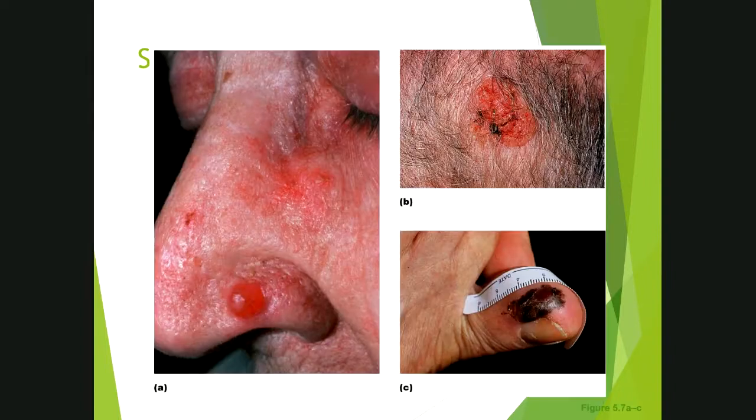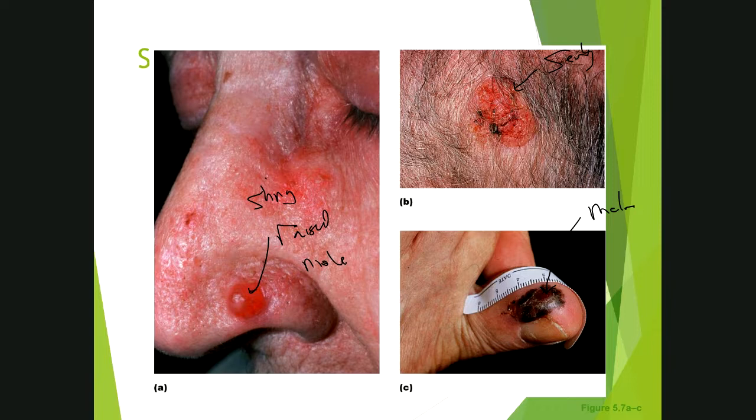So basal cells look shiny. They're usually raised. Some people mistake them for a mole. But if you look at squamous cells, they look scaly. And they're often found on edges, like the edge of your hairline or on your lip. And then melanomas look like this.